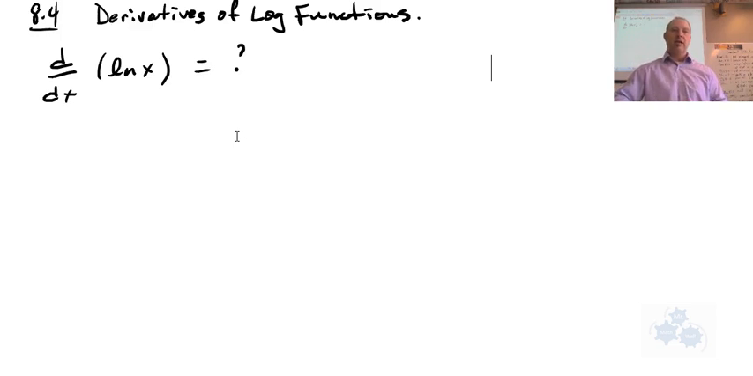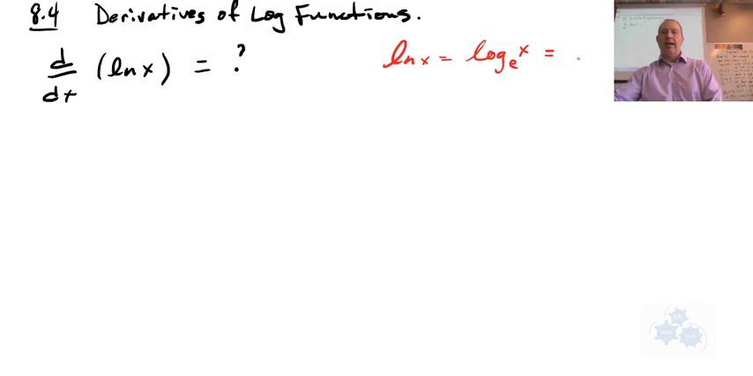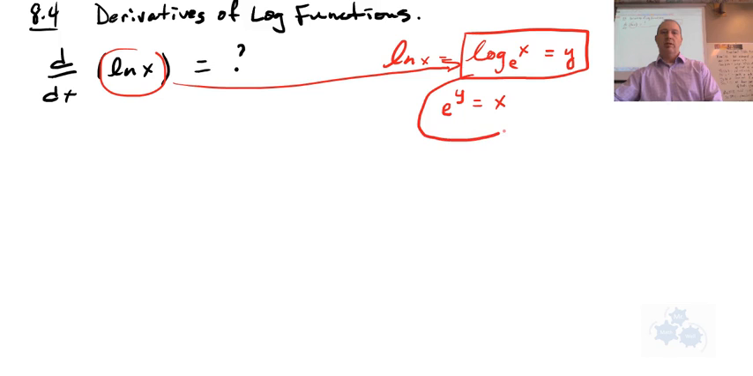So, ln of x. Let's recall that ln of x is, as I said, log of x base e. So what is another way to write log of x base e? Let's say we had log of x base e equals y. What's another way to write this? Think the exponential version. That's going to be e to the y equals x. So what I've done is change this into this.